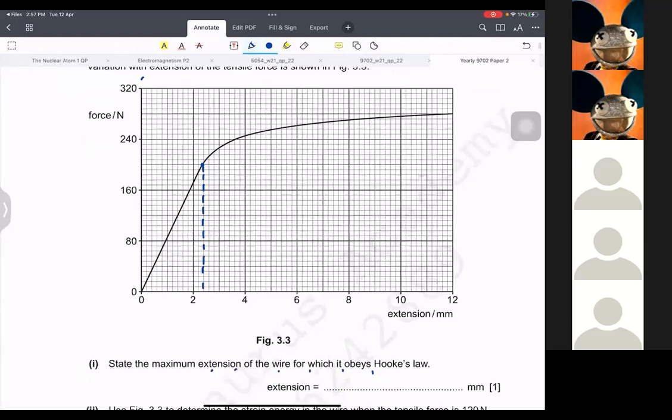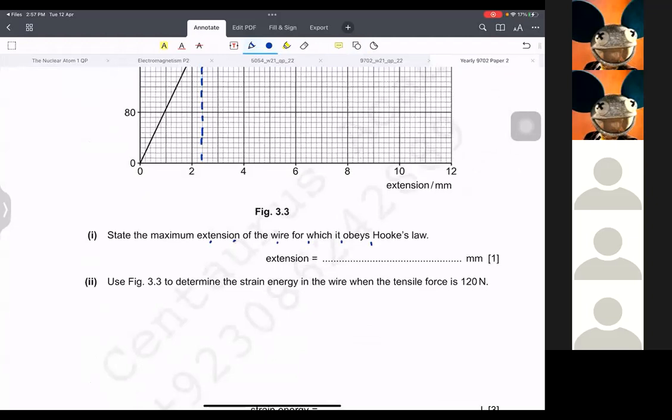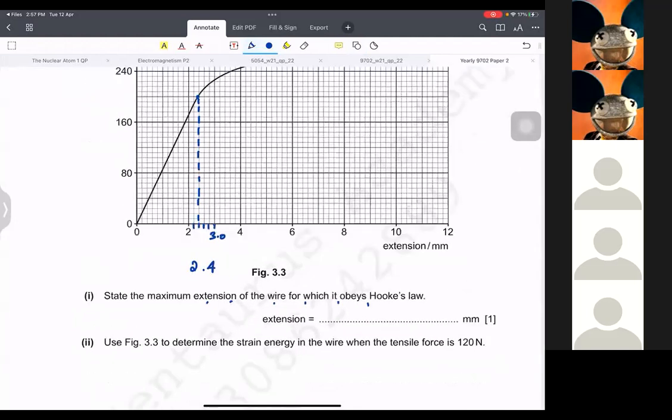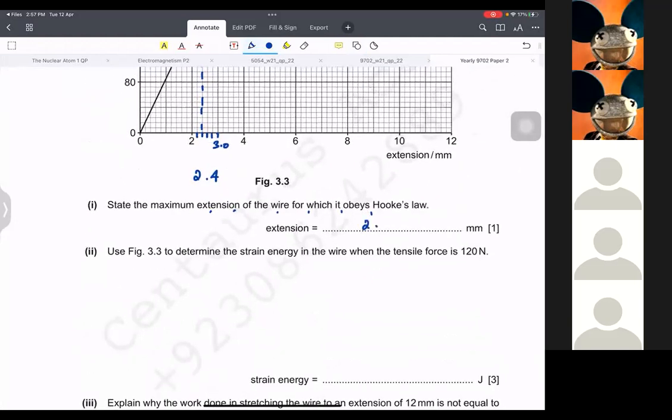Won't it be 2.2? Yes, sir. 2.2, 2.4, 2.6, 2.8, 3. Yeah, 3. Yes, sir. 2.4. Right. So it should be 2.4 millimeter. Okay.